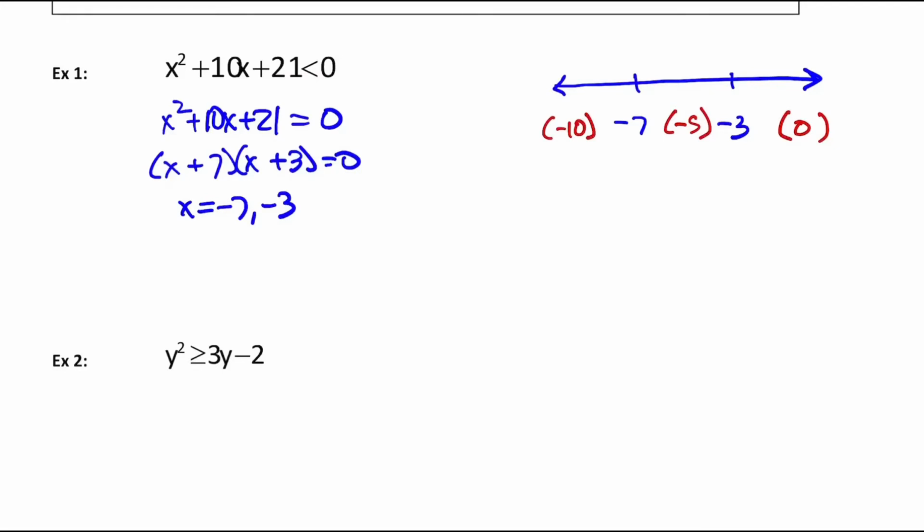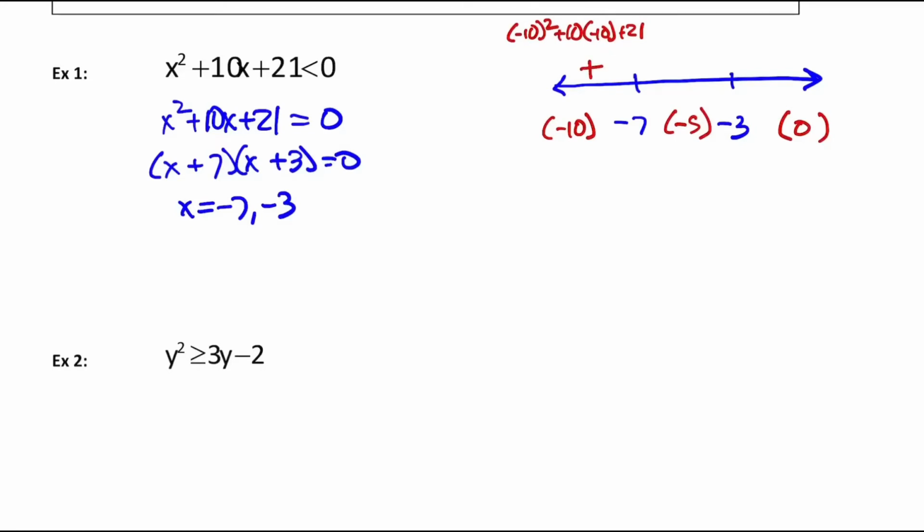So now what I need to do is test these in this expression. And again, it starts getting a little bit more complicated because now I have a trinomial. But remember, I just need positive or negative. So let's throw that in there. Negative 10 squared plus 10 times negative 10 plus 21. Okay, well, this right here is going to give me 100. That right there is going to give me negative 100. So I have 100 minus 100 plus 21. So that's positive.